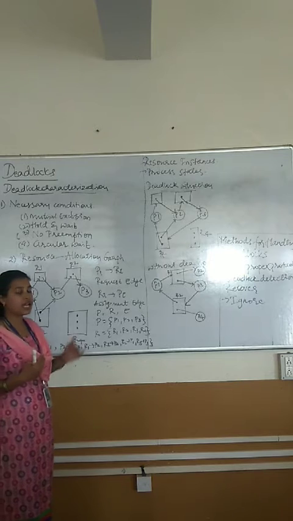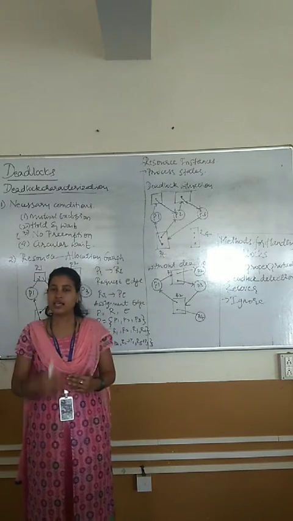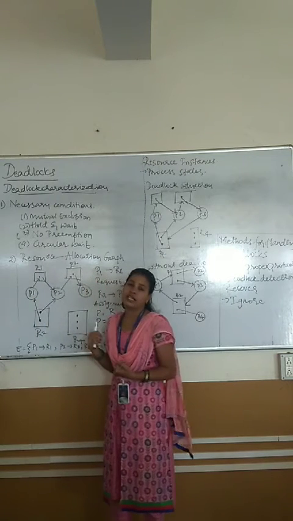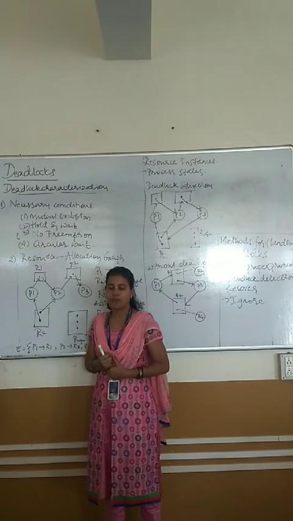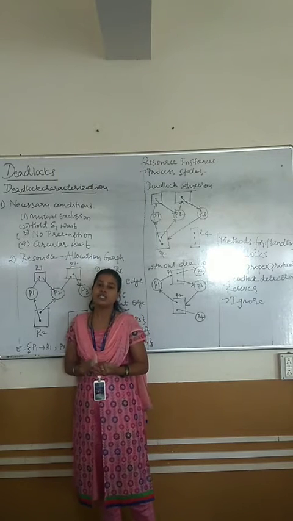Now, I told you it is a graph. A graph is a collection of vertices and edges. What are the vertices here? The processes themselves are the vertices. What about the edges now? There are 2 kinds of edges here: one is the request edge, and another is the assignment edge.